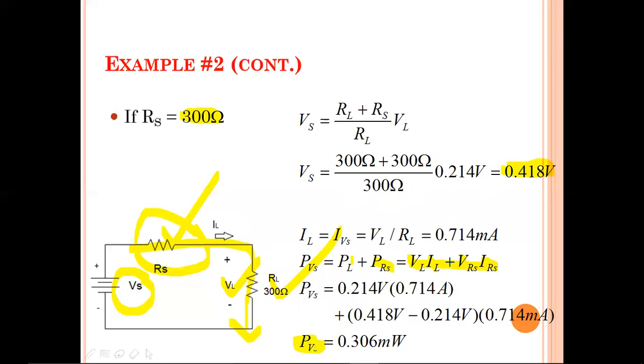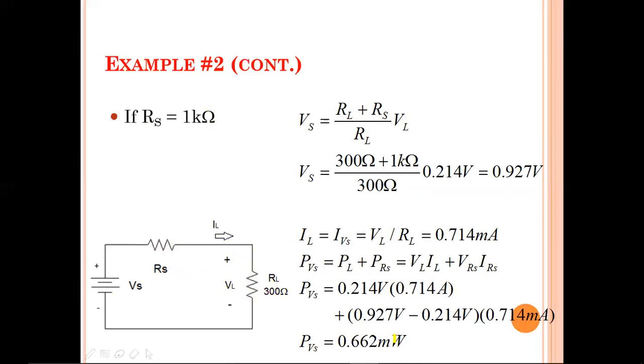Please try to observe these points. Total power supplied by the source to the load. So this is 0.306. Now I increase the 300 ohms to 1 kilo ohms.